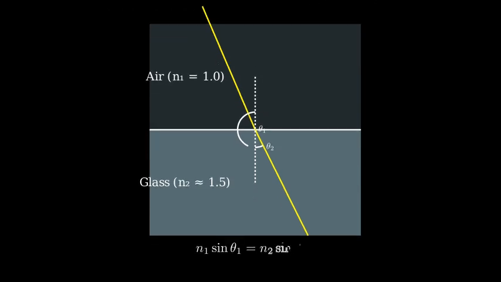This relationship is governed by Snell's law, which states that n1 times sine of theta 1 equals n2 times sine of theta 2, where n represents the index of refraction of each medium, and theta represents the angle of the light ray. Now, what is dispersion?